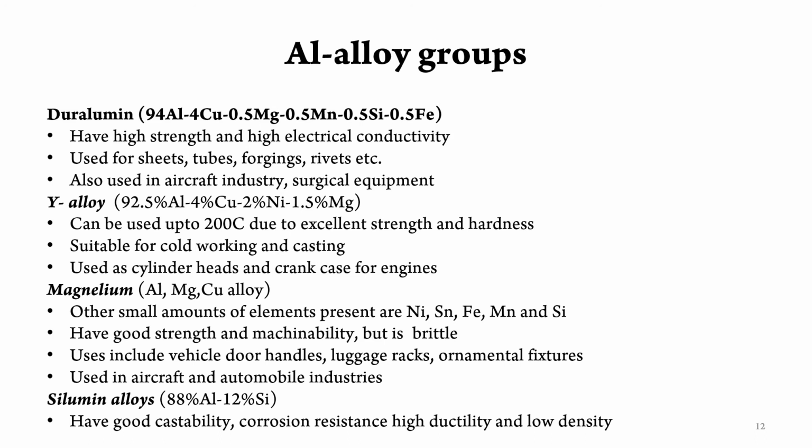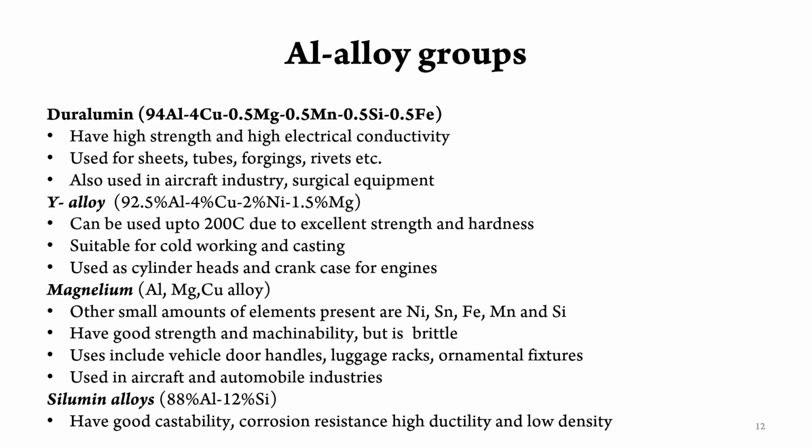Next is magnalium. It's a combination of aluminum, magnesium and copper alloys. Also other small amounts of nickel, tin, iron, manganese and silicon are added. It has good strength and machinability but it is brittle. It is used for vehicle door handles, luggage racks, ornamental fixtures, etc. It is also used in aircraft and automobile industries.